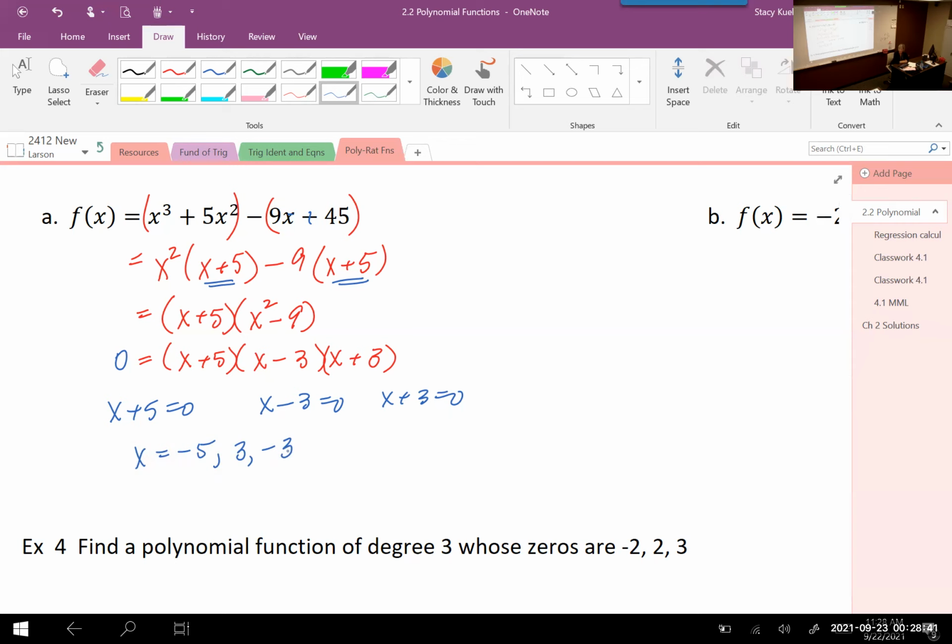Yeah? Okay. Now, what is the multiplicity at the root -5? All right, so we have a multiplicity of 1 here, meaning we are going to cross. What's the multiplicity on 3? 1, we are going to cross. What's the multiplicity on -3? 1, we are going to cross.